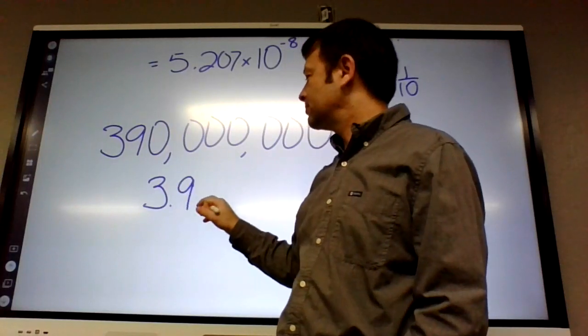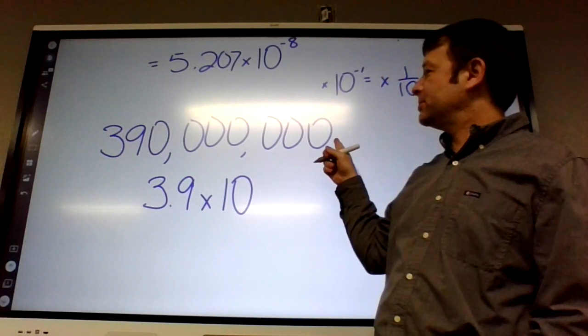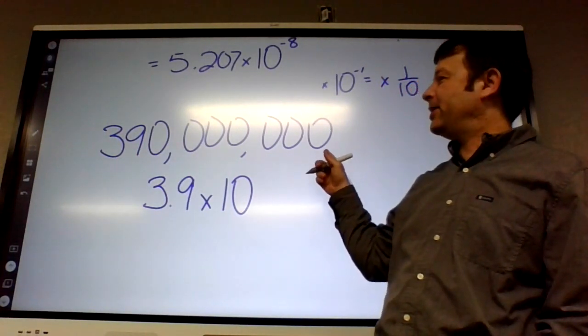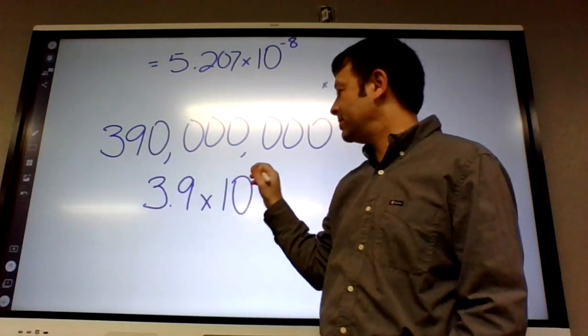3.9 times 10 to the 7th. Okay, not quite. So we got 1, 2, 3, 4, 5, 6, 7, 8. Yeah, 8 moves.